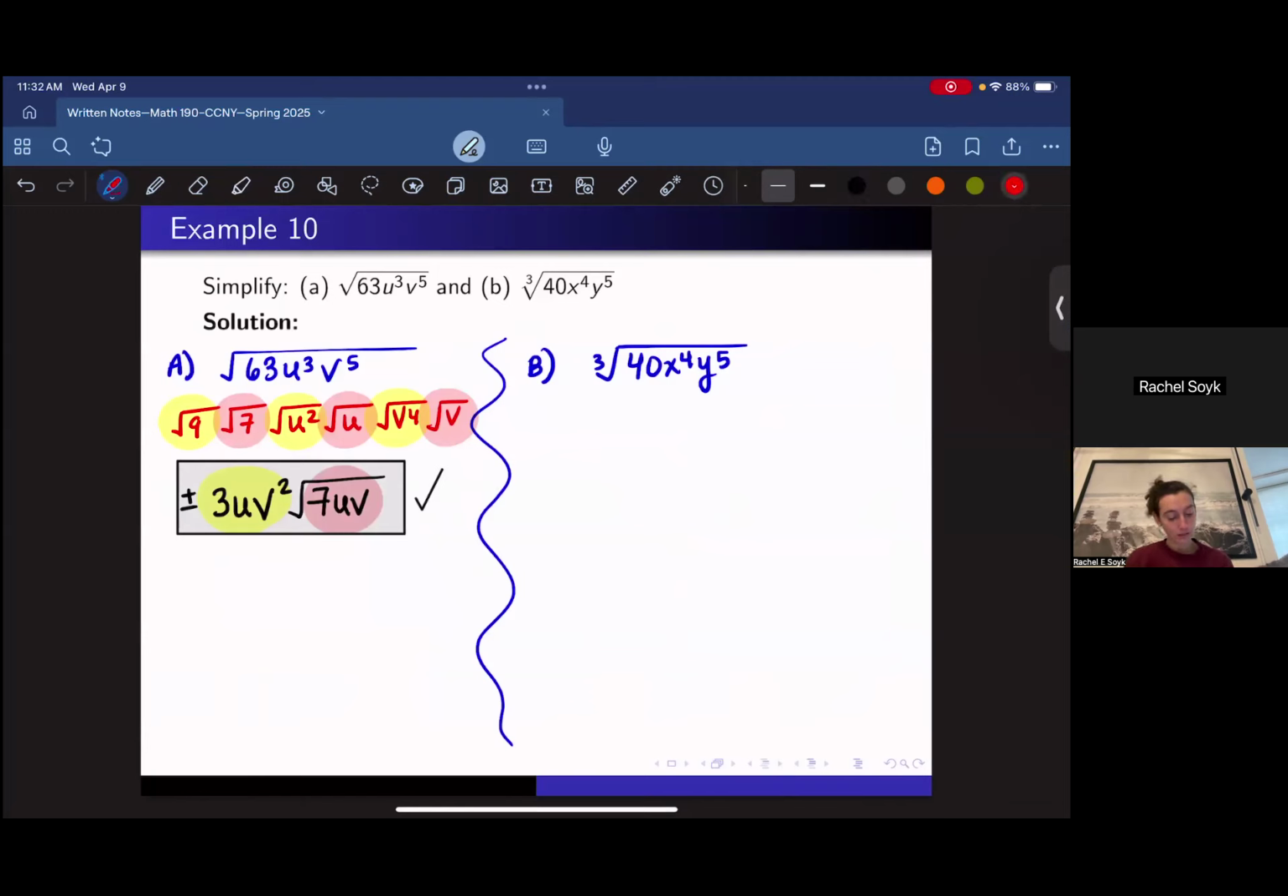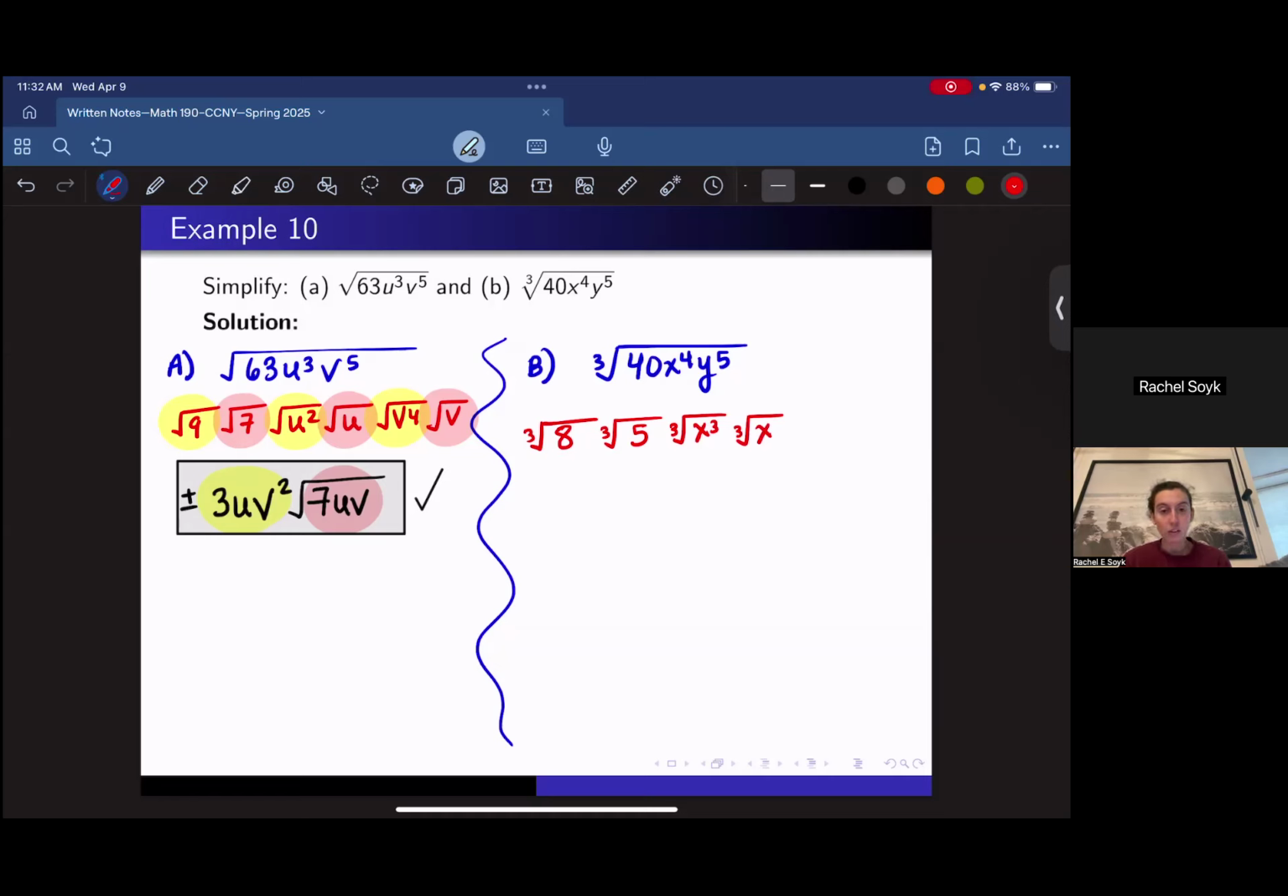Part B, now we're looking at cube root. Again, start off small. 2 to the 3rd is 8. Does 8 go into 40? It does. 8 goes into 40 5 times. So we can break this up into the cube root of 8 times the cube root of 5. And then we have the cube root of x to the 4th. Well, that's the same as the cube root of x to the 3rd times just the cube root of x.